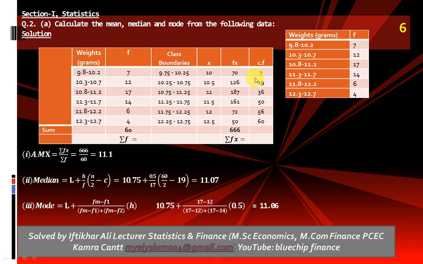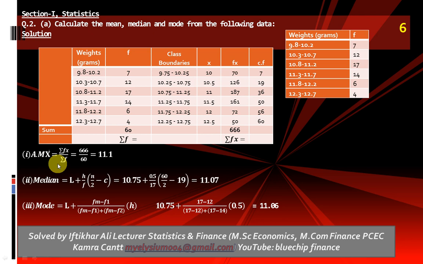After that, cumulative frequency: take the first frequency here, 7, and add the next frequency to the previous total. So 7 plus 12 is 19, 19 plus 17 is 36, 36 plus 14 is 50, and so on. If the last cumulative frequency is equal to the sum of f, then your calculated cumulative frequencies are okay. So now we move to the formulas.